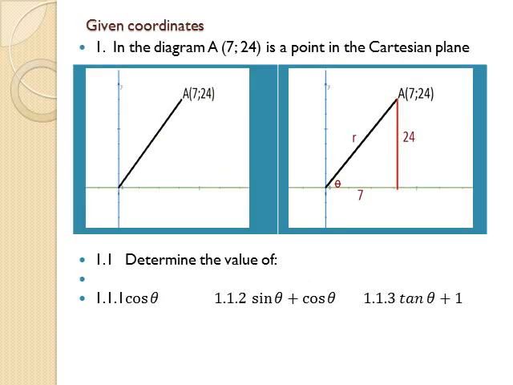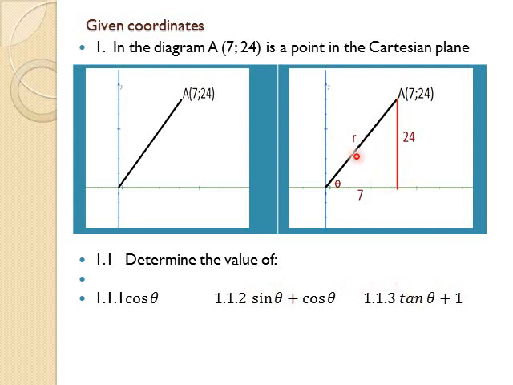So in the diagram, A is given as 7 and 24. It's a point on the Cartesian plane. We'll always first be required to draw a right angle triangle, where that is 90 degrees. My y value now is 24 and my x value is 7. We need to get the value of cos theta. Second problem, sine theta plus cos theta, and tan theta plus 1.